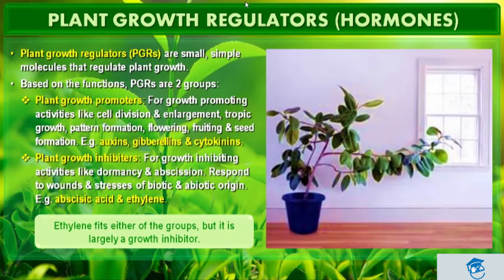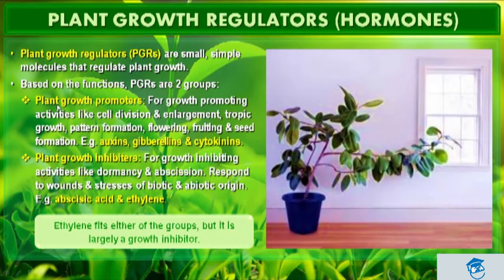One group of PGRs, that is plant growth regulators, is involved in growth promoting activities. That's why they are called plant growth promoters, such as cell division, cell enlargement, tropic growth. Tropic growth means growth towards the light or growth towards gravity. So these are the tropic growths. Pattern formation, flowering, fruiting and seed formation all come under plant growth promoters.